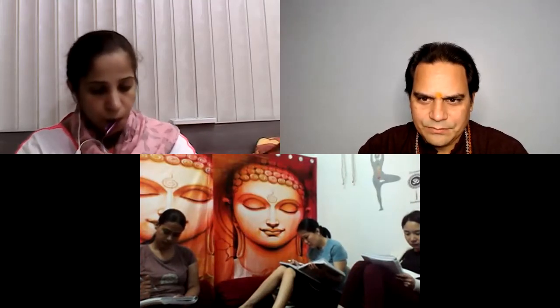Extensor carpi ulnaris. So that is attached to the ulna. The ulna is in the wrist, and that goes to the carpals. That's why its name is extensor carpi ulnaris.